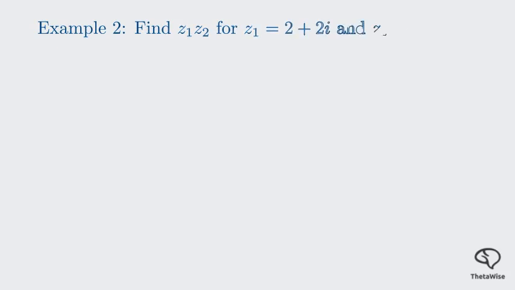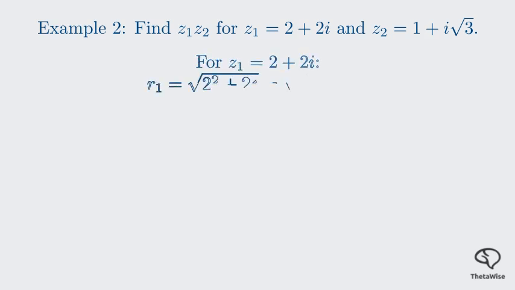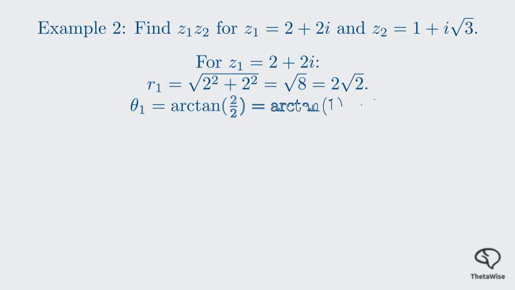Okay, let's look at a second example. Let's find the product of two complex numbers. z1 equals 2 plus 2i, and z2 equals 1 plus the square root of 3 i. Of course, you could just multiply them out in Cartesian form, but that's messy. Let's use polar form. First, we convert z1. The magnitude r1 is 2 times the square root of 2, and the argument theta1 is pi over 4 since it's in the first quadrant.